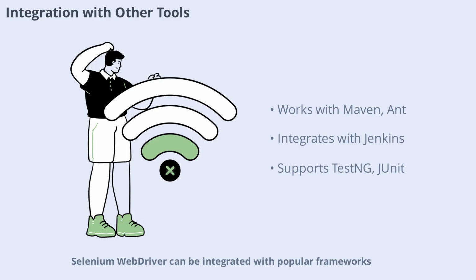Selenium WebDriver can be integrated with popular frameworks like Maven and Ant for source code compilation. It also works with Docker and Jenkins for continuous testing, and with TestNG or JUnit for managing test cases and generating reports. This integration capability makes Selenium WebDriver a central part of many automated testing pipelines.